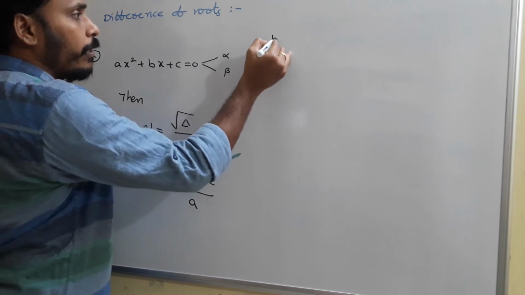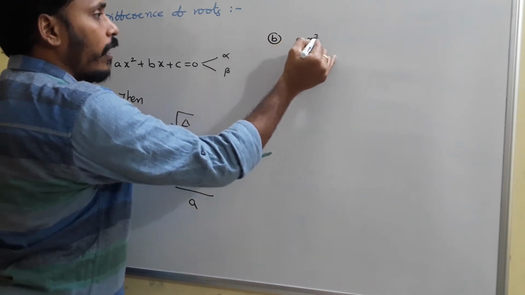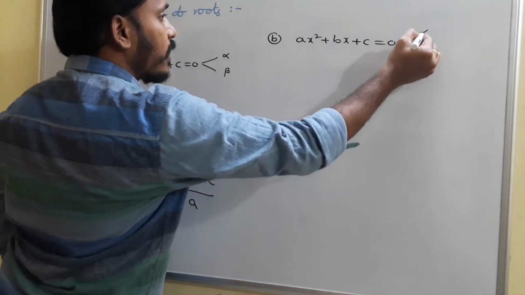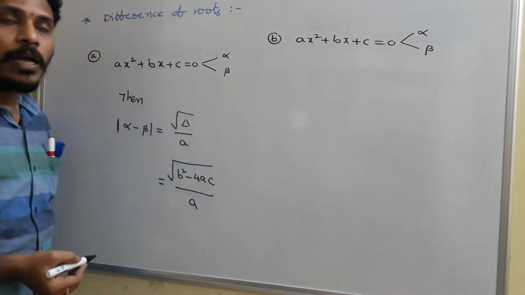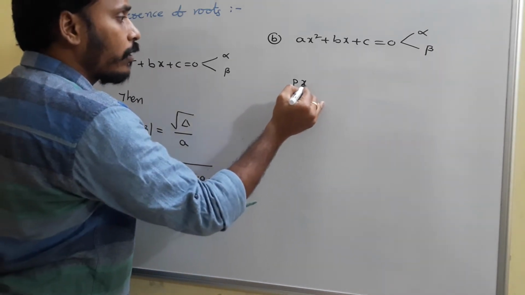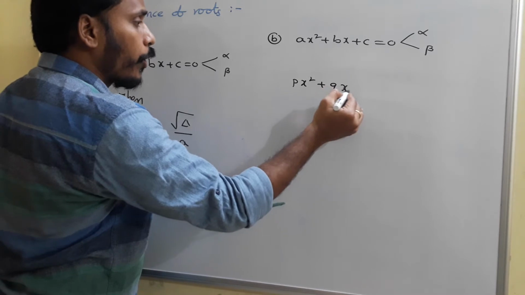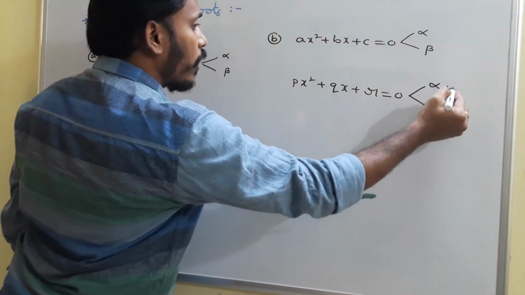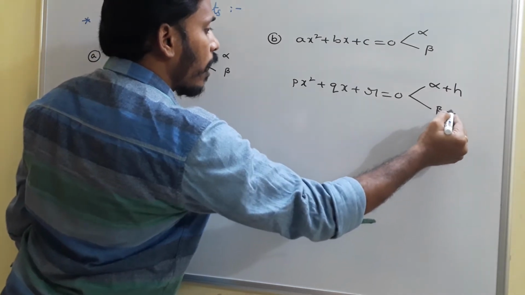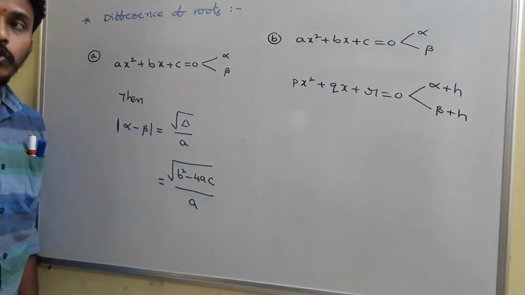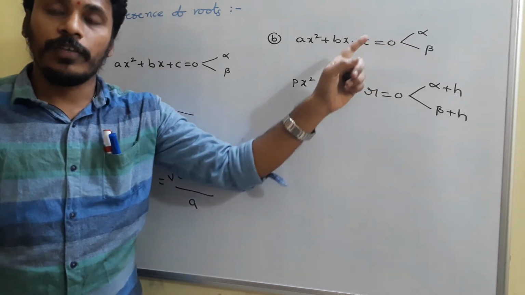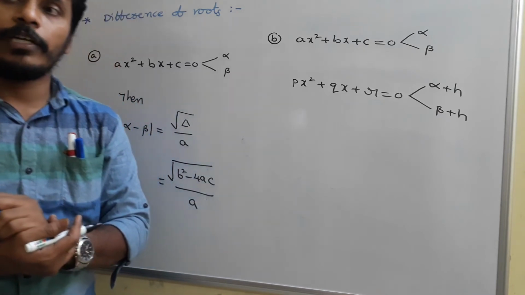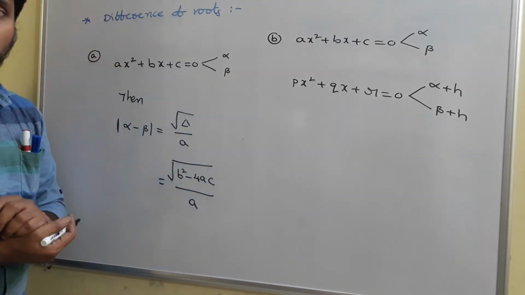And the next thing is part b. Suppose I have an equation ax² + bx + c = 0. It has roots alpha and beta. And I have another equation, px² + qx + r = 0, and the roots of this equation are alpha plus h and beta plus h. You just think about it. The roots for the first equation are alpha and beta, and the roots for the second equation are alpha plus h and beta plus h. Then we need to identify one thing.